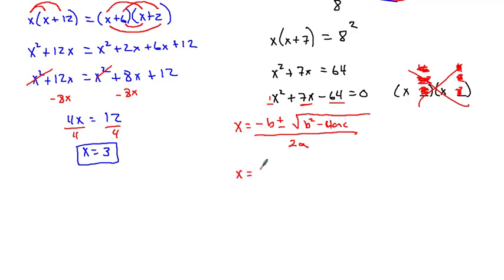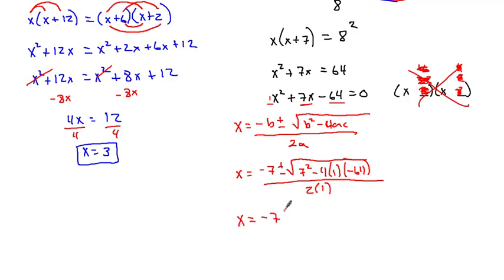So x is equal to negative 7 plus or minus the square root of 7 squared minus 4 times 1 times negative 64, all divided by 2 times 1. So that's negative 7 plus or minus the square root, and 7 squared is 49. Negative 4 times 1 times negative 64 added to 49 equals 305. And that's all divided by 2.